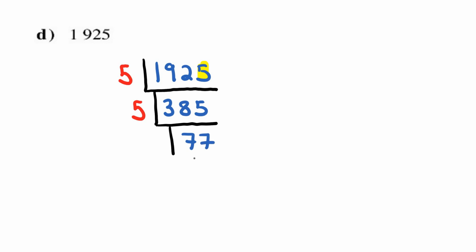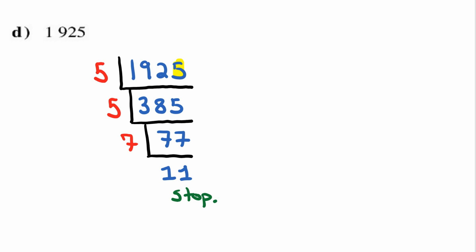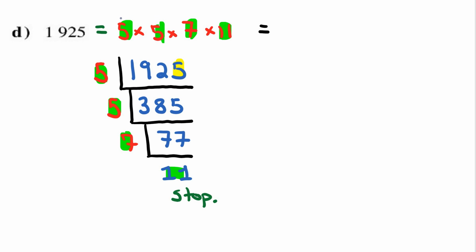And now we're in a little bit better state here because we can use the number 7. 7 definitely divides into 77, and now I get 11. And this is where I stop because 11 is a prime number. If I continue to work over here, 1,925 is equal to 5 times 5 times 7 times 11. All these prime numbers are the factors here. And if you want to use powers, notice that there are 2 5s, so you can write this as 5 to the power 2 times 7 times 11. And there's your prime factorization of 1,925.